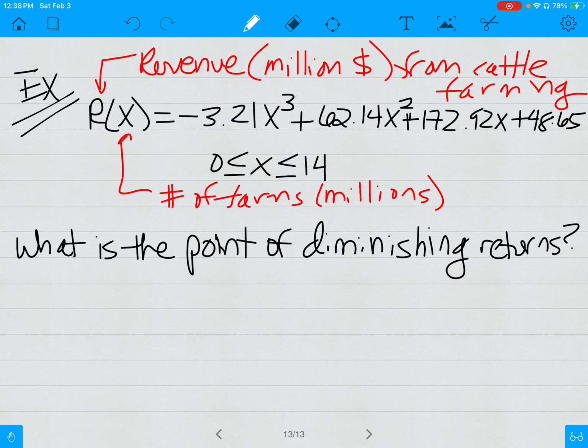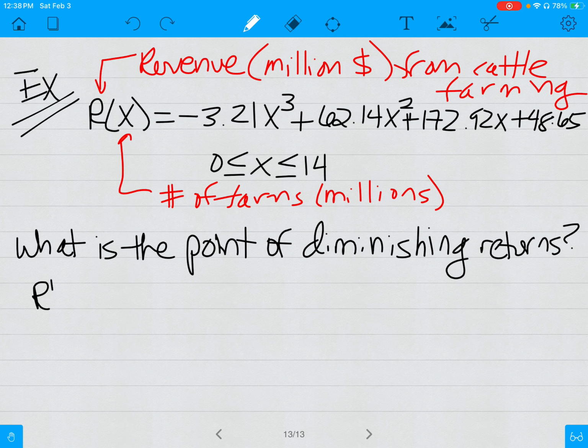So again, this point of diminishing returns occurs at the inflection point. To find our inflection point, we are going to find r double prime of x. We're going to find the second derivative of r and set it equal to 0 because the inflection point occurs when the concavity changes from negative to positive or positive to negative. So to find that point, we want to find what x value makes the second derivative of this revenue function equal to 0.